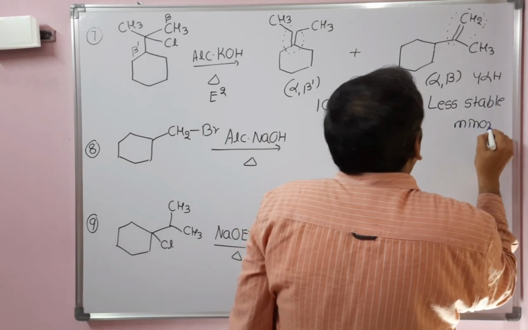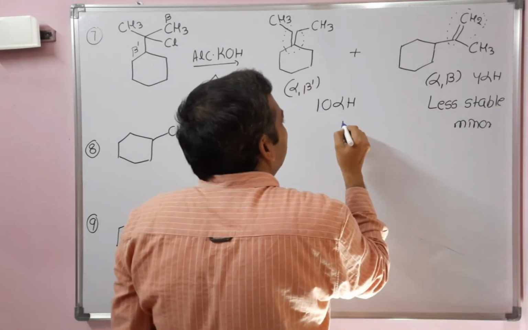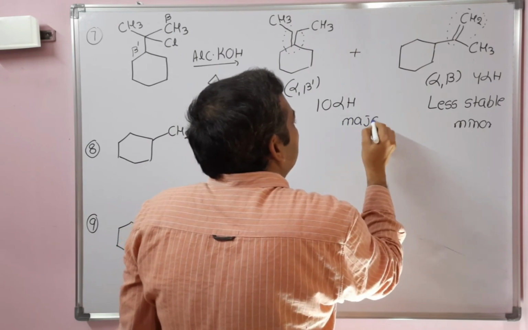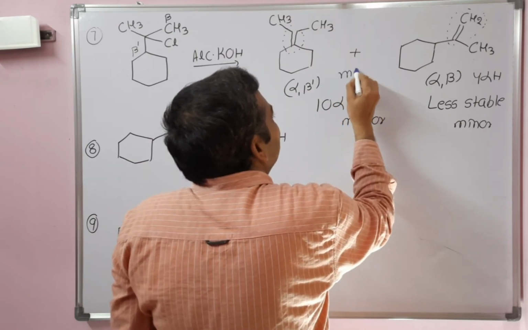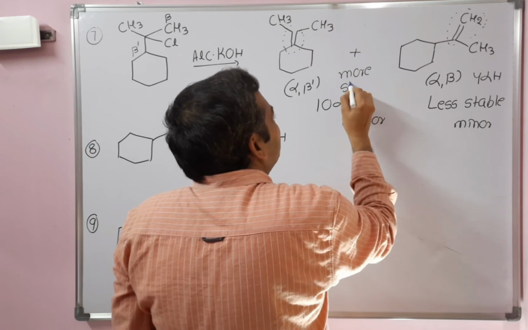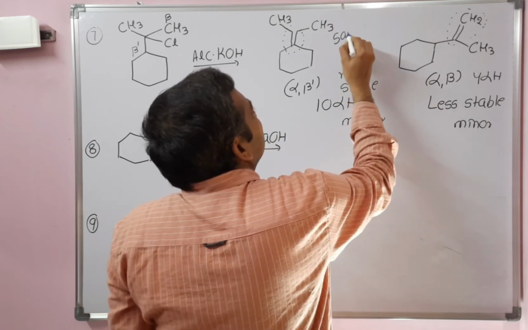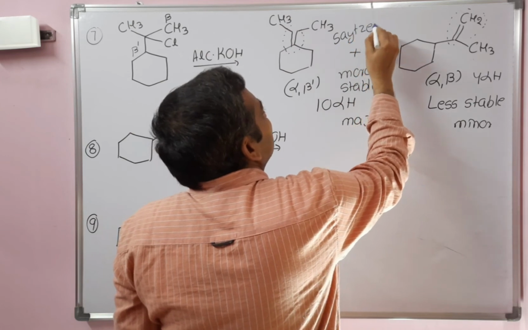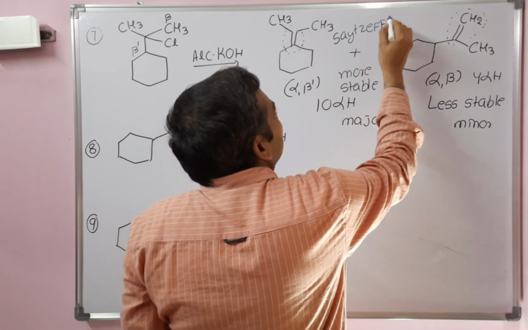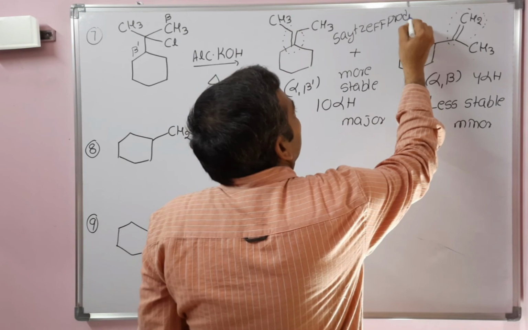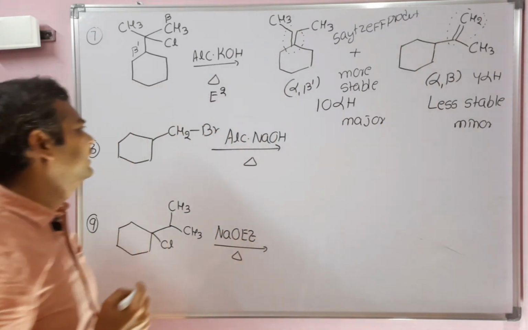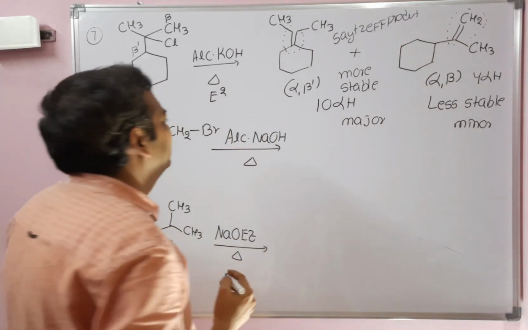So this is a major, so more stable. So major product. Major product, why? Because it is more stable. 10 hyperconjugative structures are possible. Since it is more stable, it is the Zaitsev product. Whereas the other one is the Hofmann product.